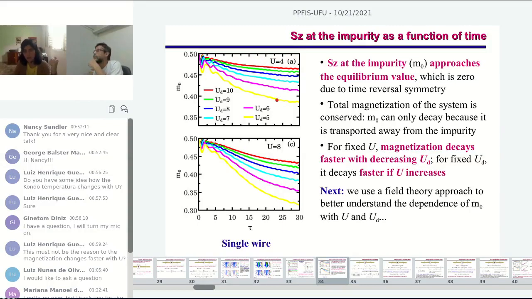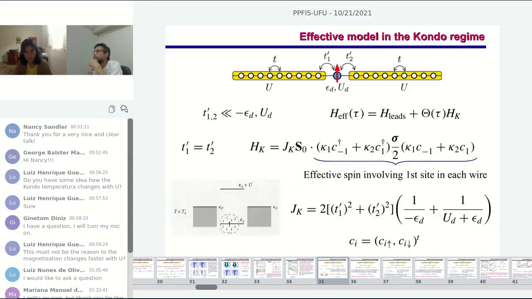If we fix UD, say we look at the yellow curves, we see that the magnetization decreases faster for larger values of U. We want to understand better, so we see from the numerical results that the behavior of the magnetization depends on U and UD. U is the interaction in the wires, and UD is the interaction at the impurity site. Since we want to understand these numerical results better, we did some analytical calculations.